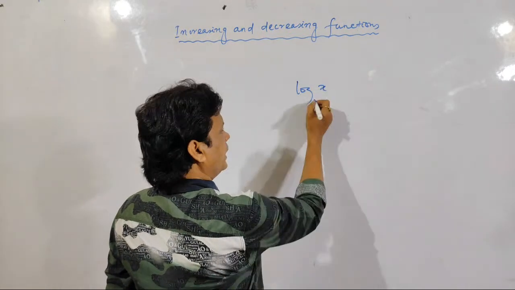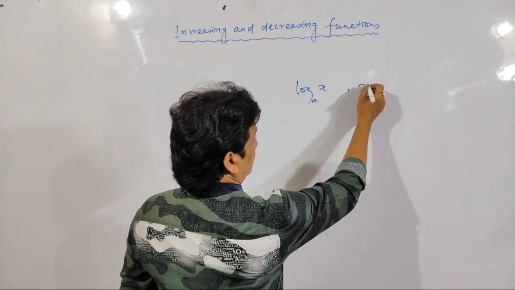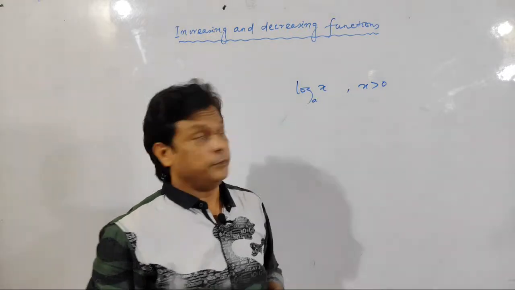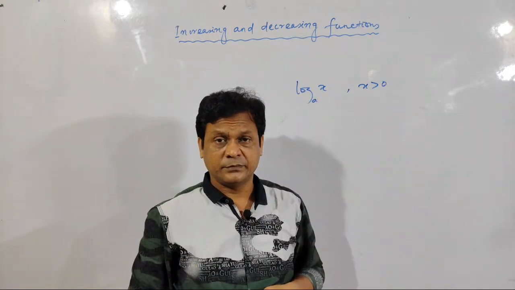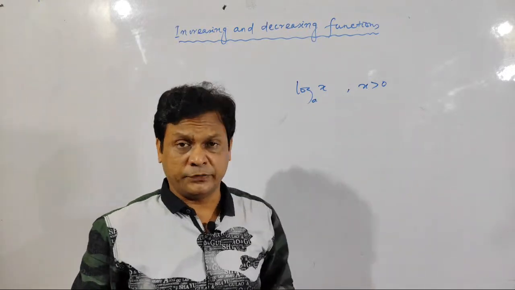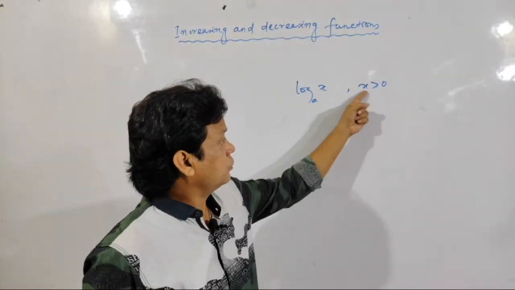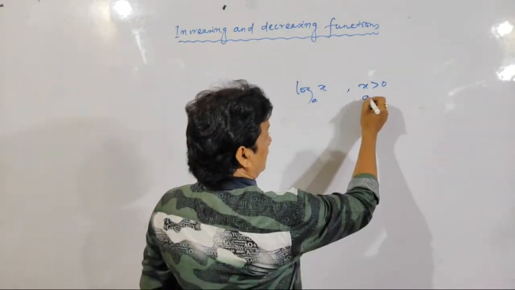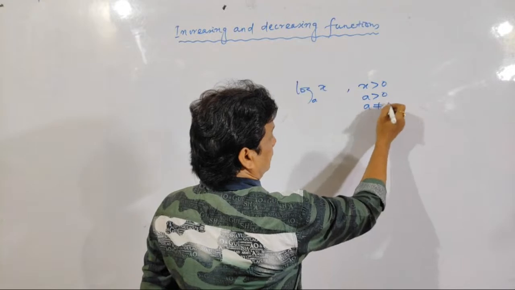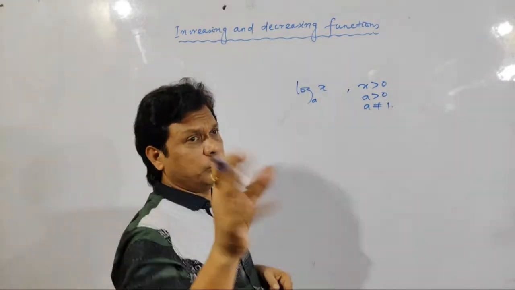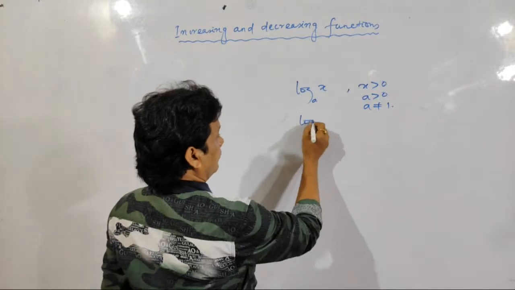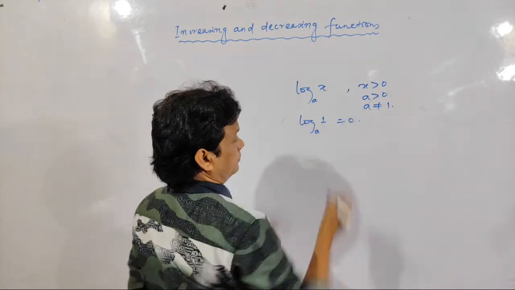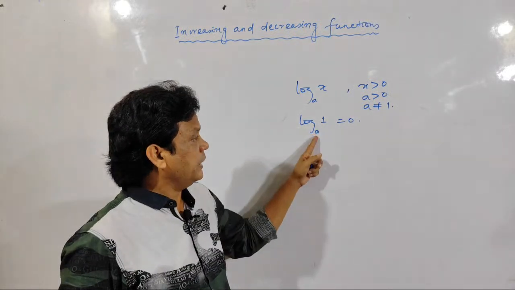log x to any base a, x should be greater than 0, because log 0 is undefined and log of a negative number is also undefined. So this quantity x should always be greater than 0. And I have told you a is greater than 0 and a is unequal to 1. Why a is unequal to 1, I am going to tell you. Log 1 to any base a is equal to 0. Log 1 to any base is equal to 0.